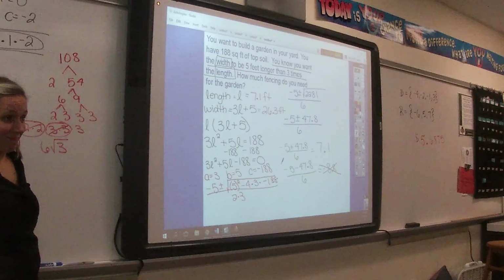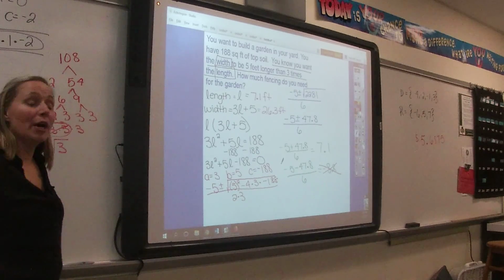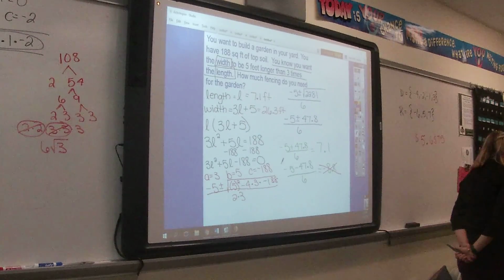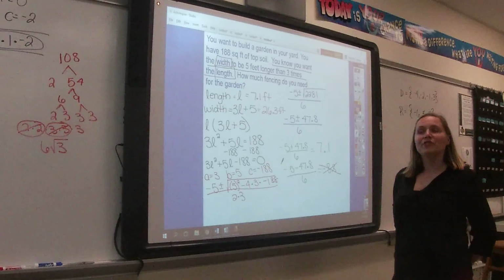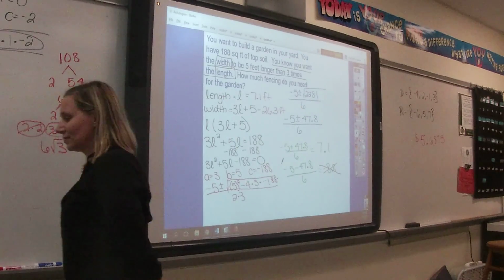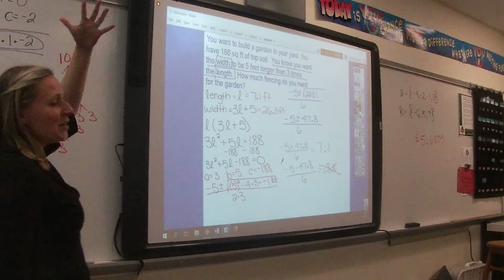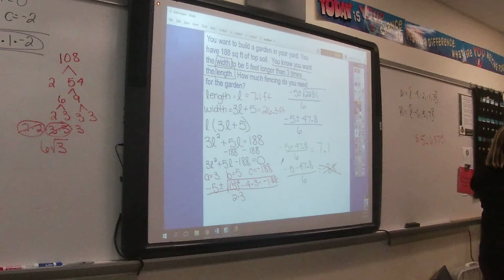But we are not done yet. What do you mean? We got to square it. No. This problem wants to know how much fencing we would need. What does fencing do? It goes around the garden, which would be the perimeter of the garden.